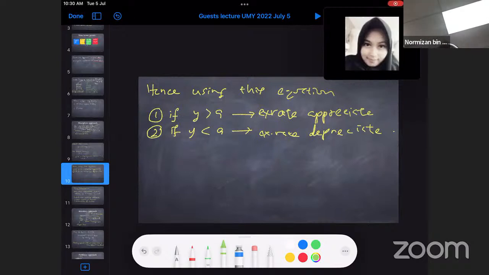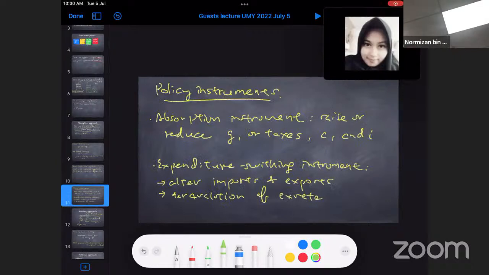Okay, so by using this absorption approach, we can analyze effects of government policies too, and at the same time, it means that government can use this approach to create a policy.